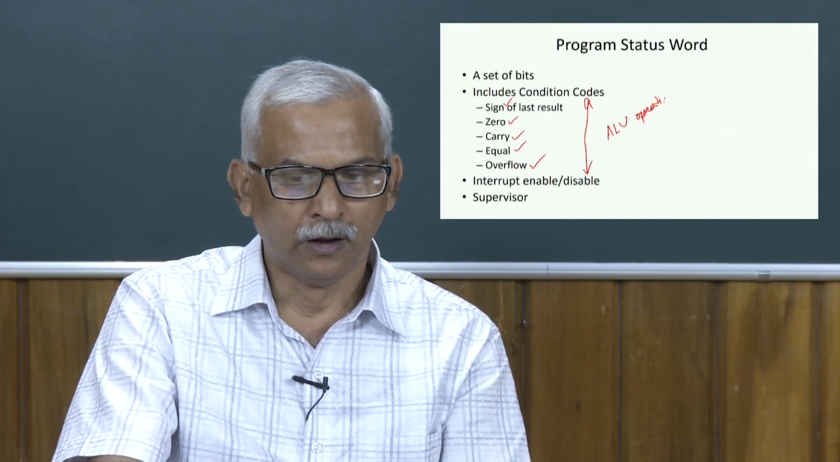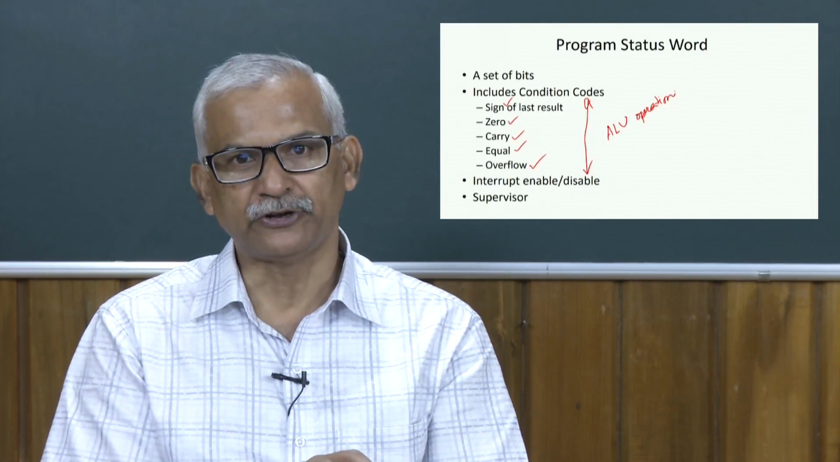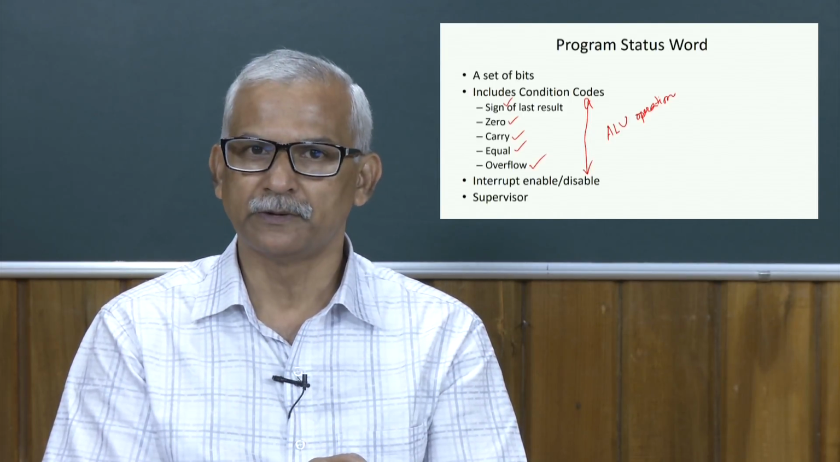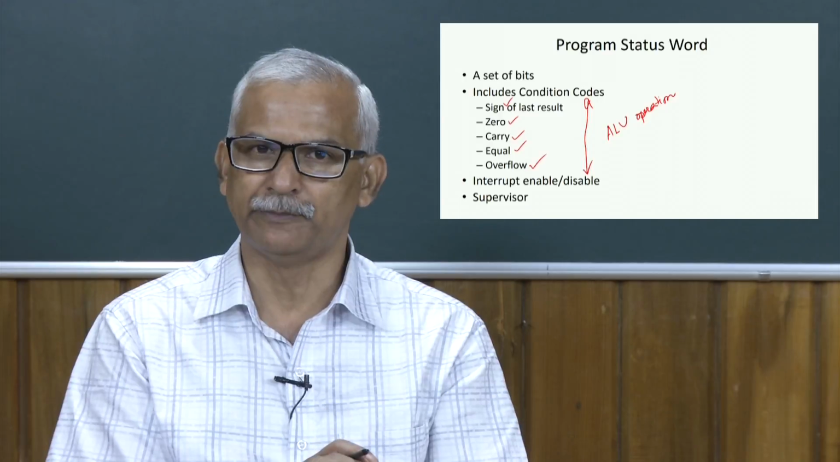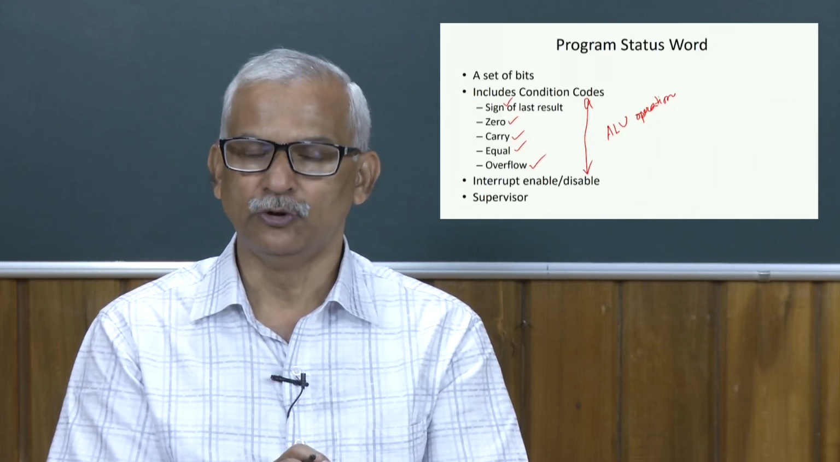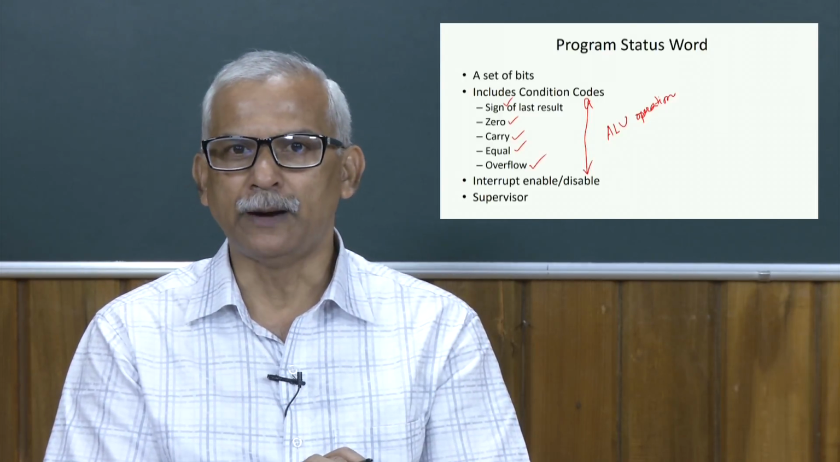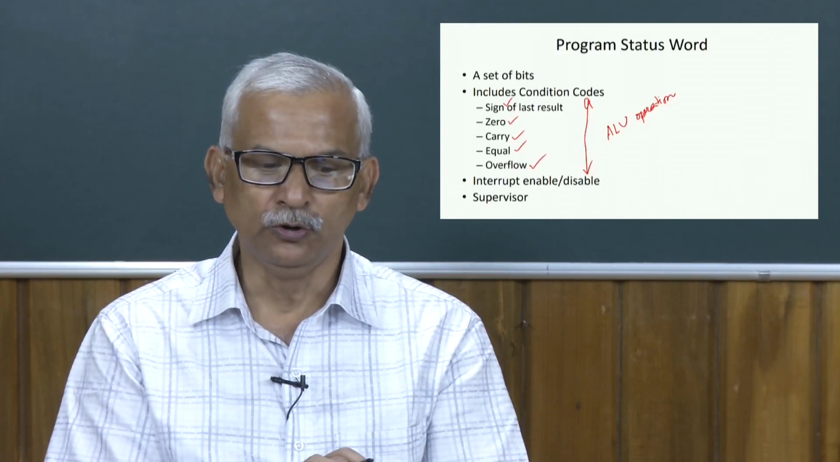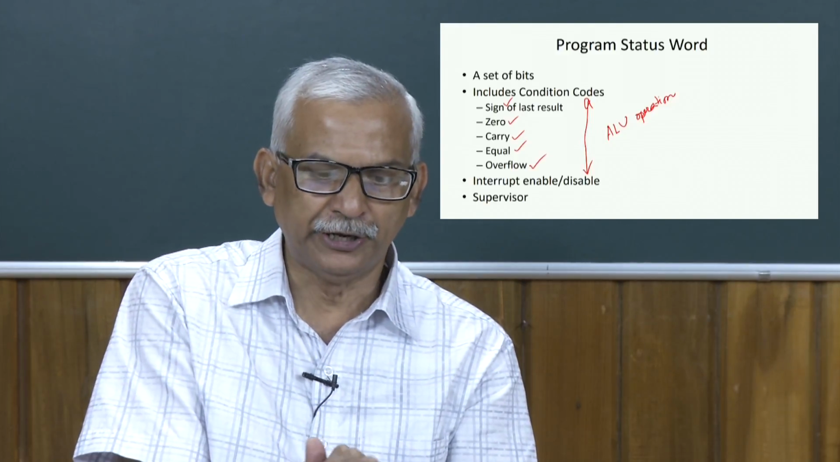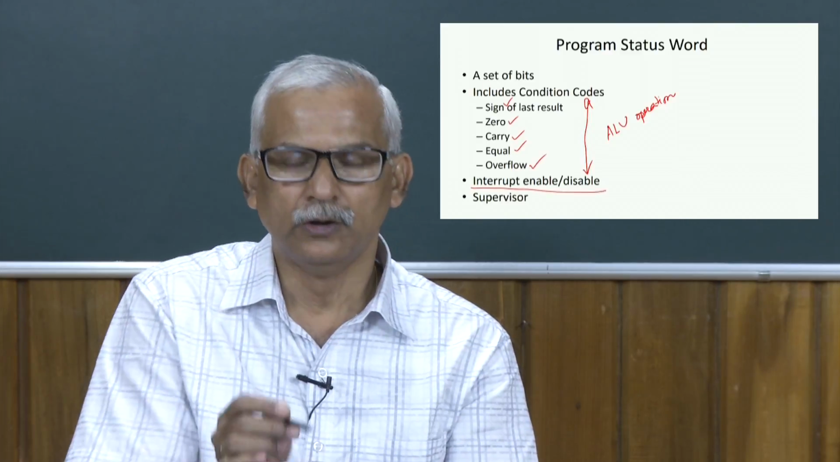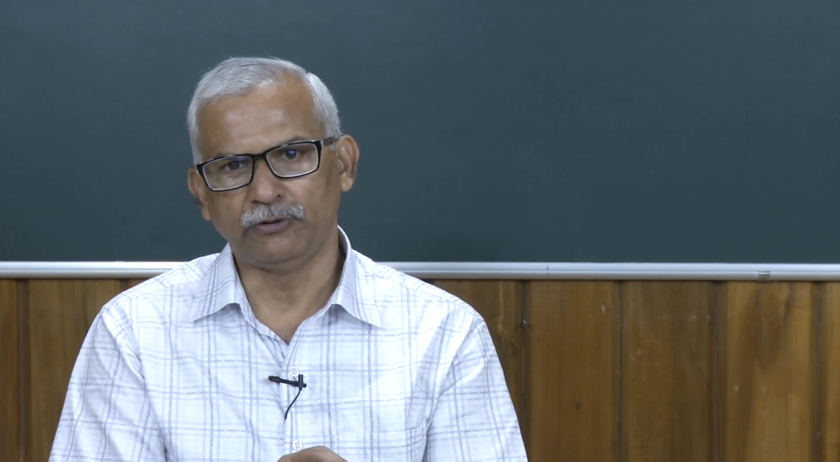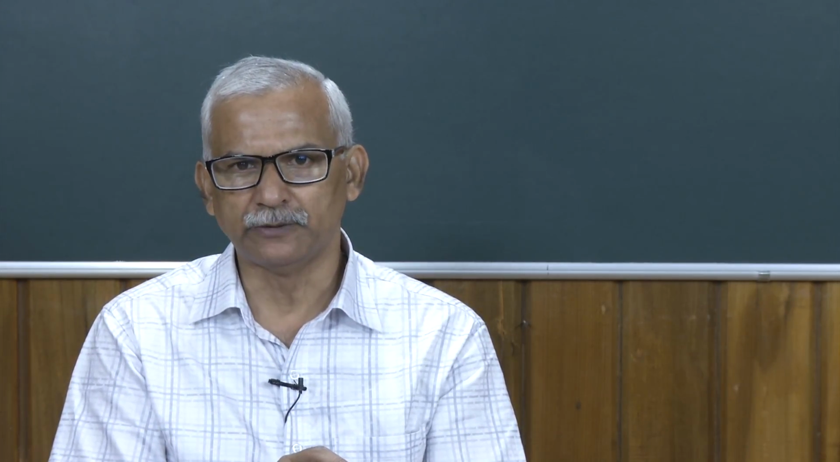So, the programmer cannot set or reset those particular bits. These flag bits will always be affected by the result of an ALU operation, but along with that we have some more flags also. One of the flag bits is your interrupt enable and disable. So, let us look at interrupt enable and disable.